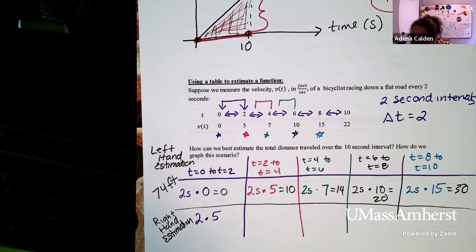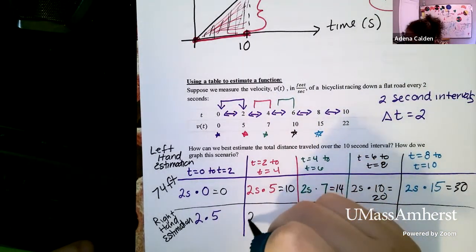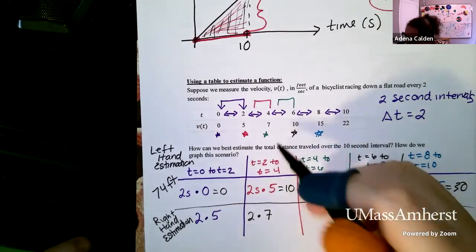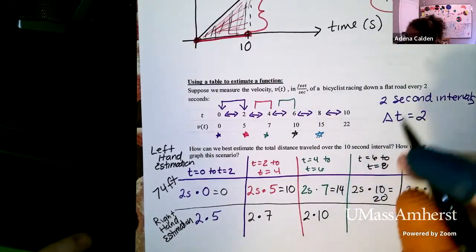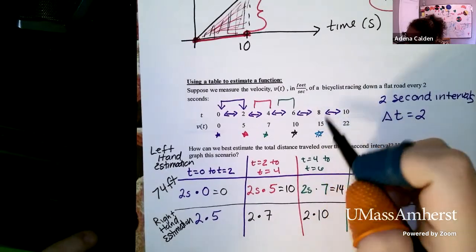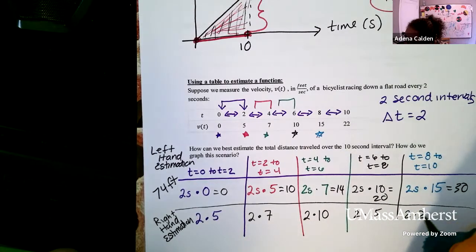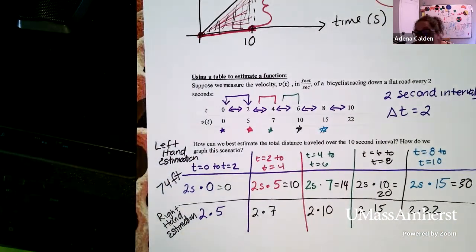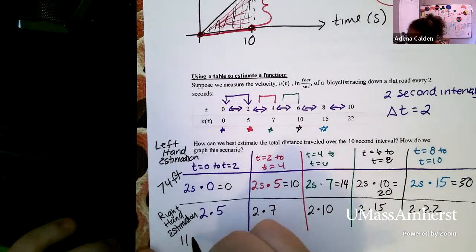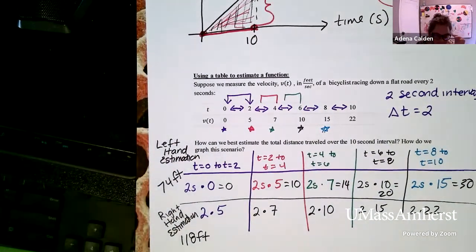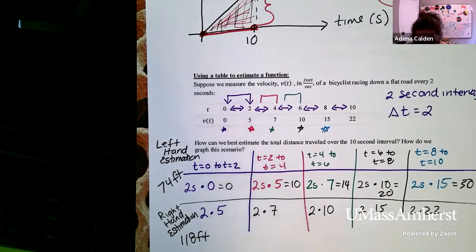Okay. So here, from time 2 to time 4, if we pick the rate on the right, you have 2 seconds times the rate of 7 feet per second. From time 4 to time 6, do 2 times 10. From time 6 to time 8, we do 2 times 15. And time 8 to time 10, we do 2 times 22. When we multiply each of these smaller numbers together and add them up, we get 118 feet. So that is significantly larger than what we got when we did a left-hand estimate.